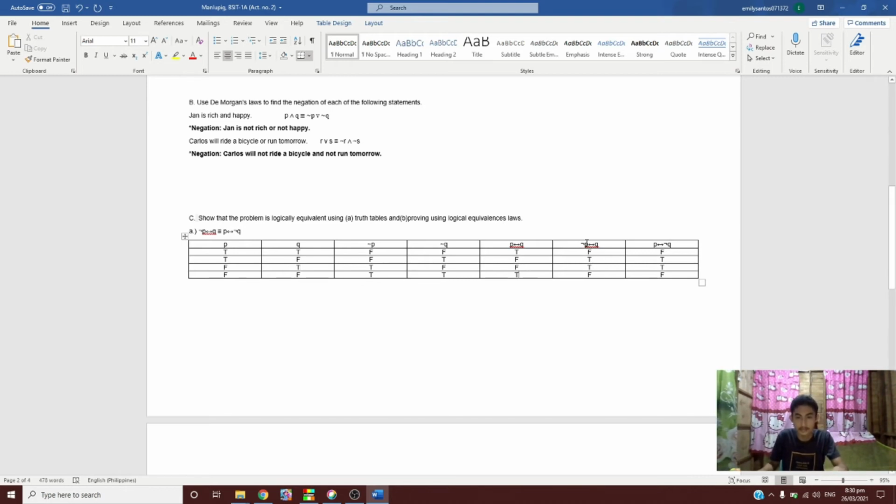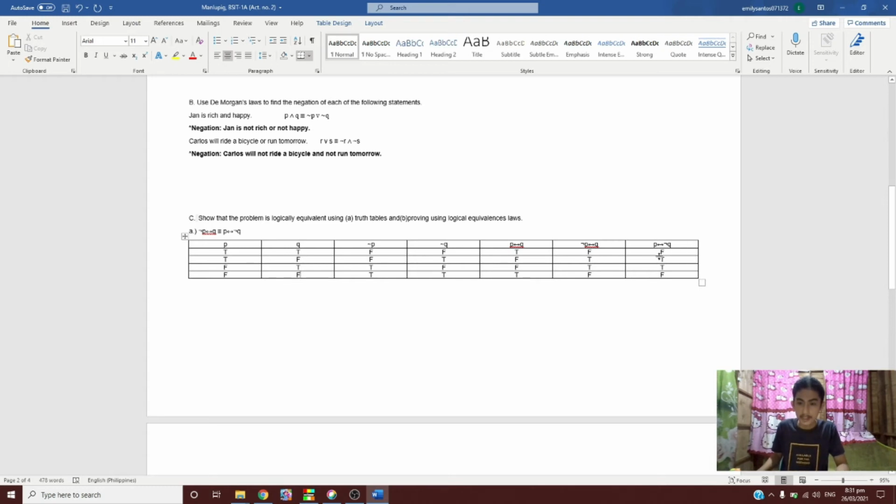Next is the negation of P biconditional Q. So I'll follow this one. Negation P biconditional Q. Where is the Q? Here. So F and T equals F, F and F equals T, and T and T equals T, and F and T equals F. So the final answer of the first part is F, T, T, F.